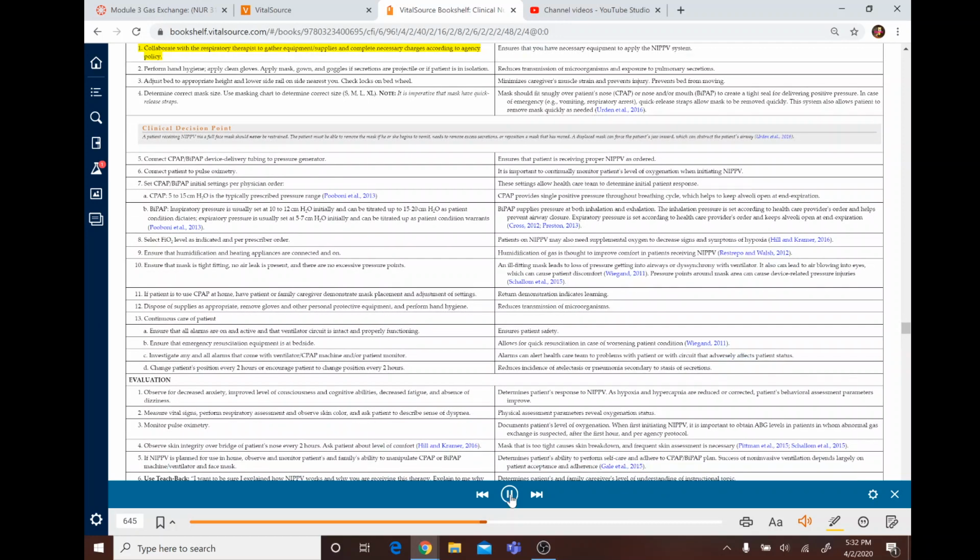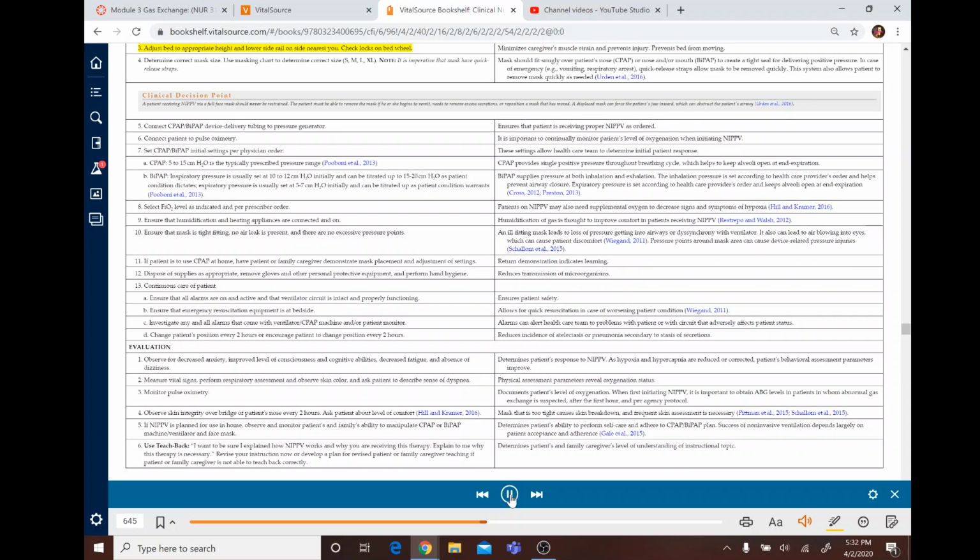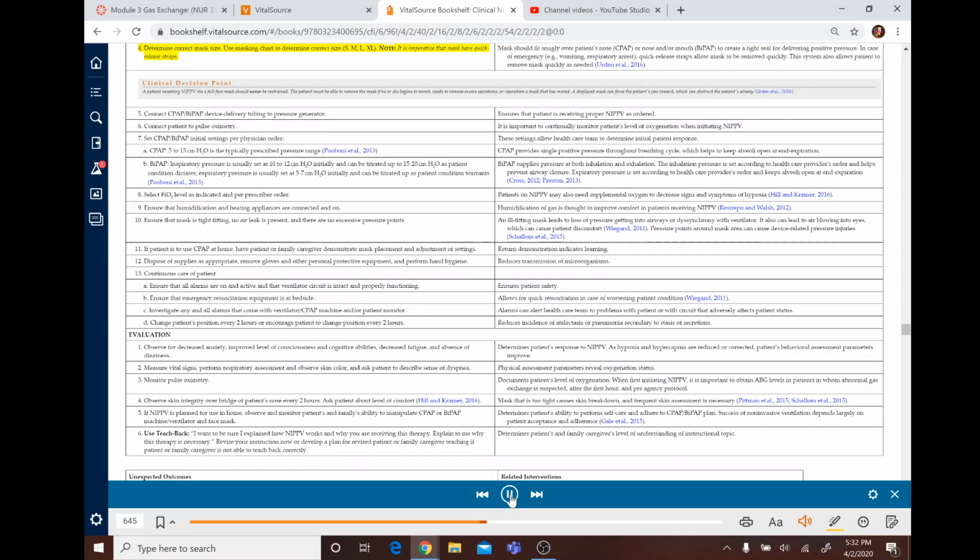Implementation. 1. Collaborate with the respiratory therapist to gather equipment and supplies and complete necessary charges according to agency policy. Ensures that you have necessary equipment to apply the NIP system. 2. Perform hand hygiene, apply clean gloves. Apply mask, gown, and goggles if secretions are projectile or if patient is in isolation. Reduces transmission of microorganisms and exposure to pulmonary secretions. 3. Adjust bed to appropriate height and lower side rail on side nearest you. Check locks on bed wheel. Minimizes caregiver's muscle strain and prevents injury. Prevents bed from moving.